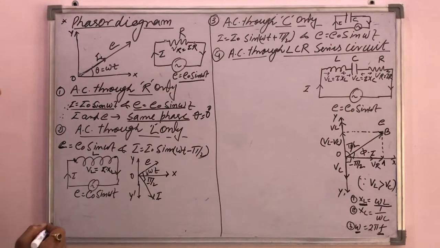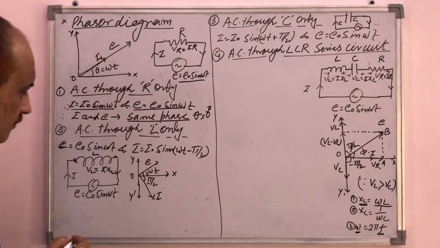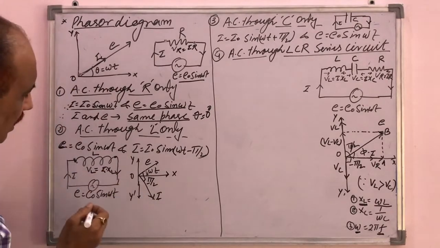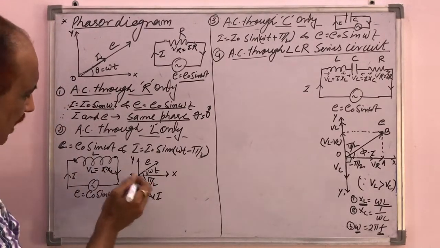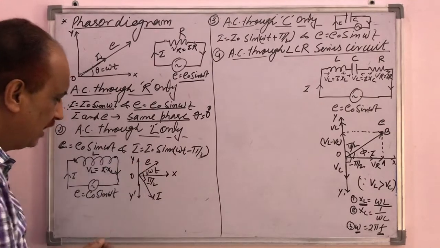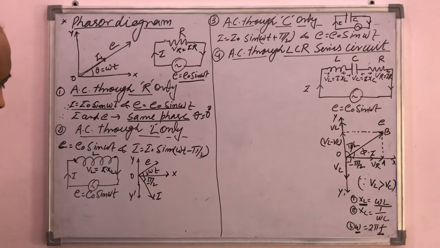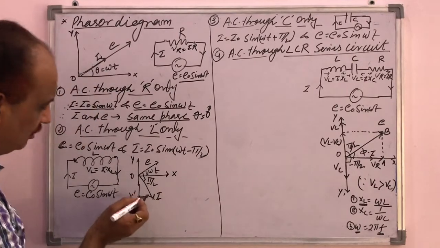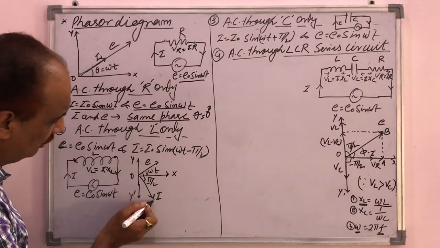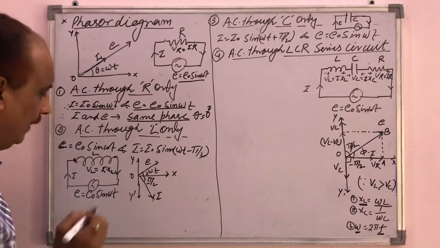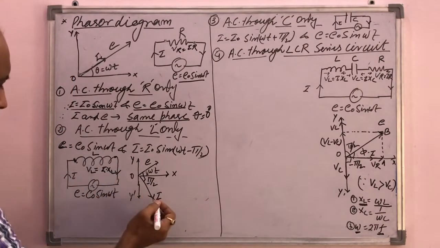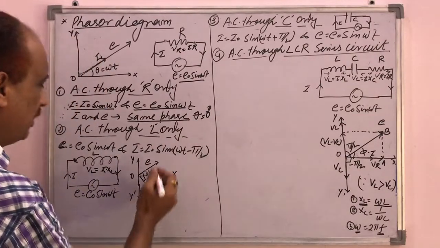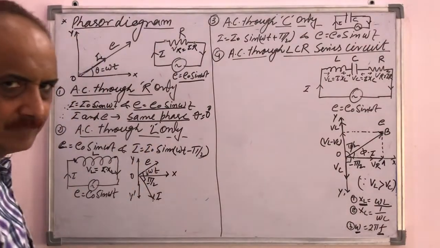It's an alternating EMF, and in that condition the current flowing through the inductor will make an angle of pi by 2 with the phase angle in the negative direction. So the angle will be equal to minus pi by 2 in the downward direction. In the fourth quadrant, we will draw the vector for the I. So vector current I lags behind the EMF by pi by 2.